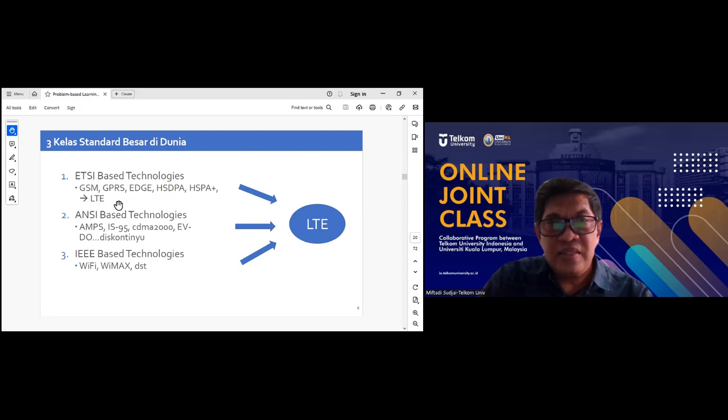And the second is ANSI, the American National Standards Institute. That's the American one, like IMBS for the analog, then IS-95, and up to CDMA2000. And it is discontinued. Why? Because the American standard cannot compete with the European standard in terms of mobile communication. Then eventually the American standard merged, adopting the ETSI standard.